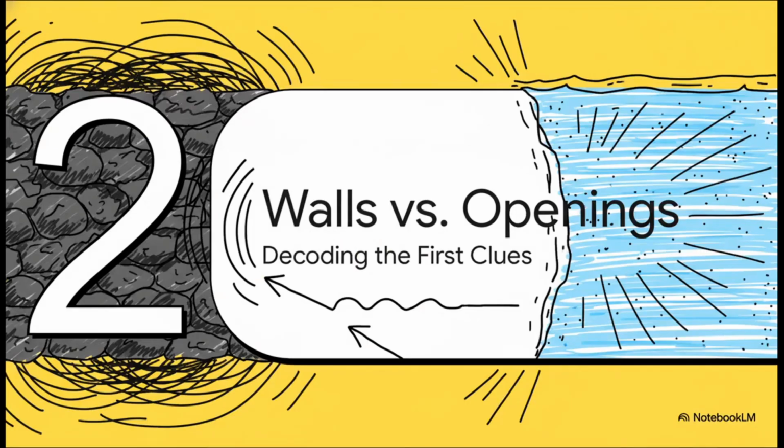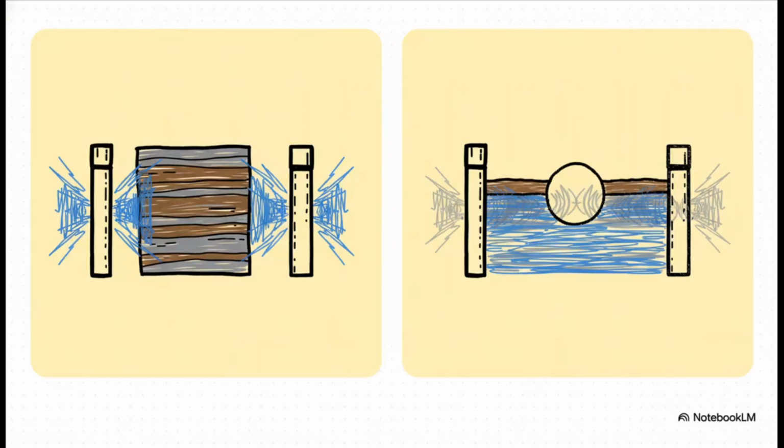Now, just like in our dark room, not all boundaries are created equal. A solid rock wall that just completely blocks any flow is going to create a very different pressure echo than a boundary that leads to, say, a huge open aquifer. So how can you possibly tell the difference between a dead end and an open door? Well, it turns out there are two fundamental types.